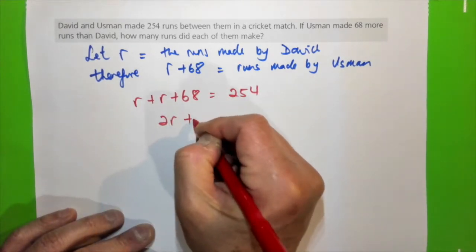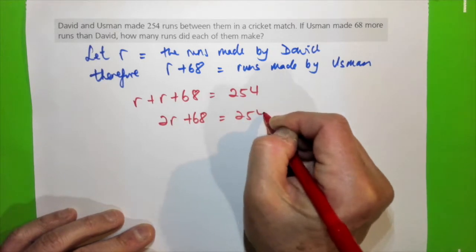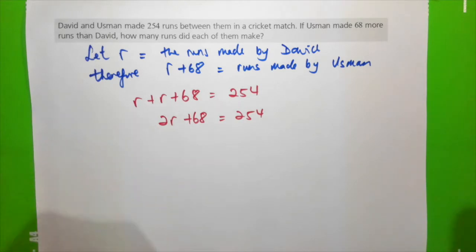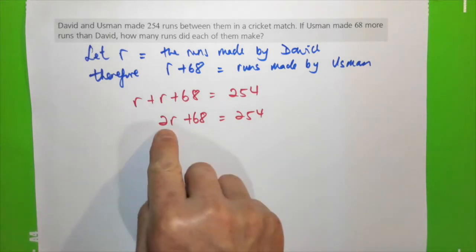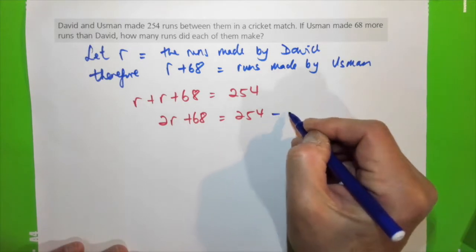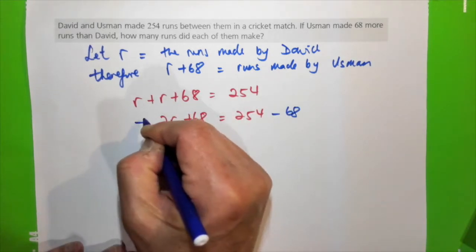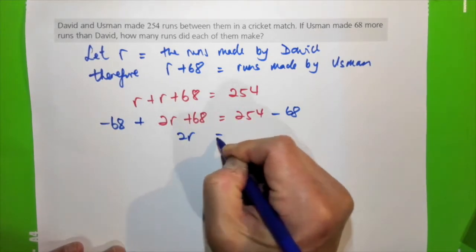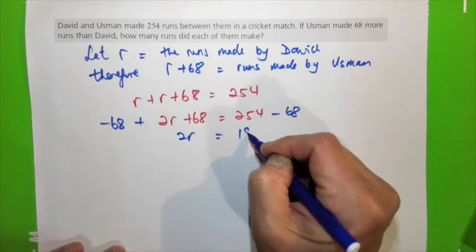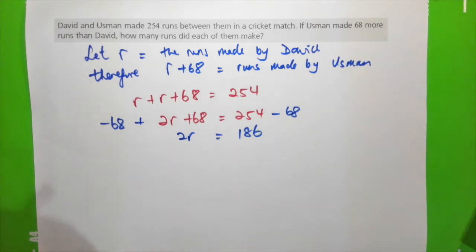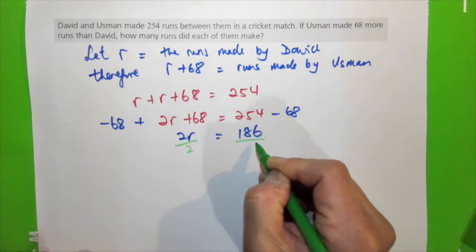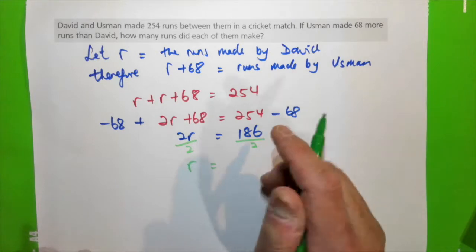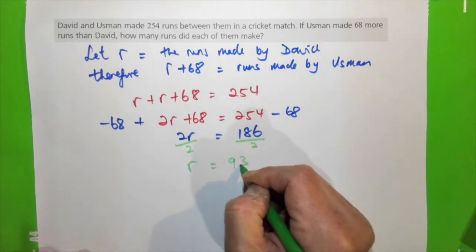So 2R plus 68 equals 254. Why? Because we are collecting like terms. Therefore, we can add up the R. Then we take away 68 so that we eliminate 68 here. 2R equals 186, divided by 2 so that we can work out what R is. R is 186 divided by 2, which is 93.